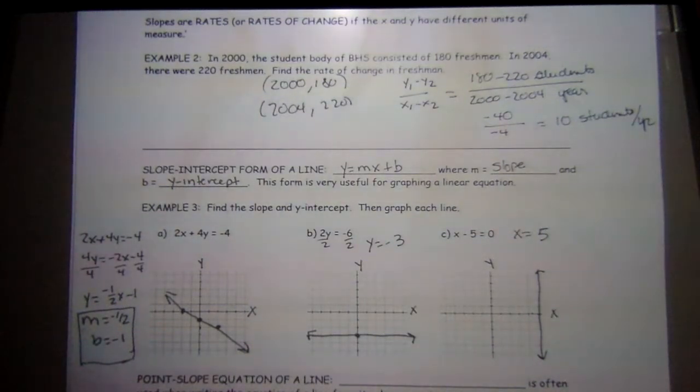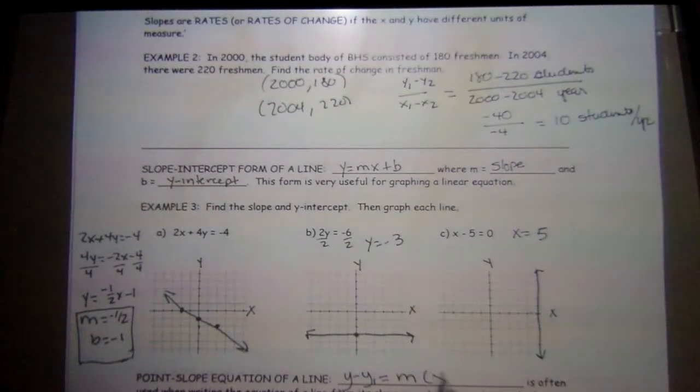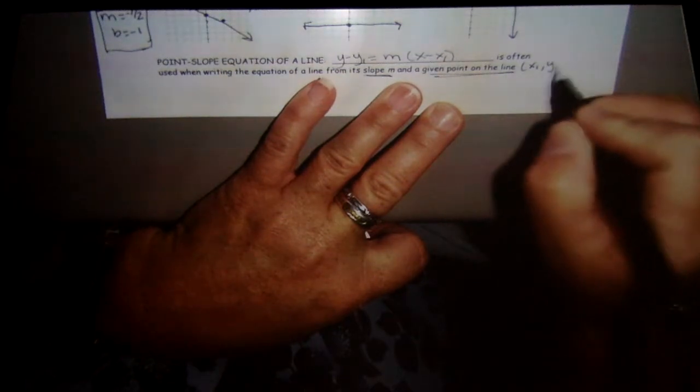Have you been introduced to the point-slope equation of a line? You remember it? Point-slope is y minus y1 equals m times x minus x1. It's often used when writing the equation of a line from its slope and a given point on the line. And let's just put that here: x1 comma y1.